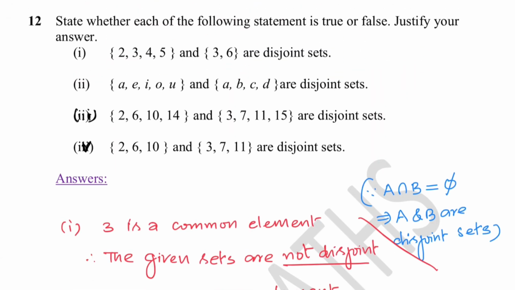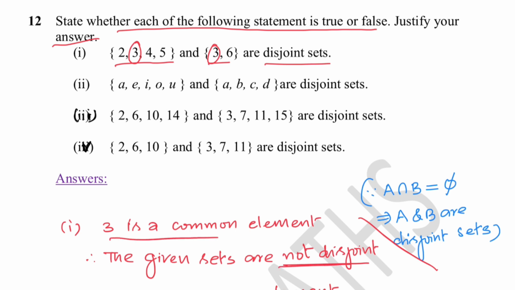And question number 12. State whether each of the following is true or false. Justify your answer. So 2, 3, 4, 5 and 3, 6 are disjoint sets. It's false because it's not disjoint, because 3 is an element in common. For disjoint sets, no element should be in common. Therefore the given sets are not disjoint. The reason is 3 is a common element.